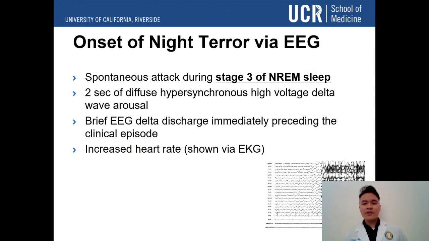In terms of night terrors, we can look at these using EEGs. Typically, it's a spontaneous attack during stage 3 of NREM sleep, and there's 2 seconds of what we call hypersynchronous high voltage delta wave arousal. This brief EEG delta discharge usually immediately precedes the clinical episode, and you can also see an EKG to track the heart rate. You can see it's an increased heart rate. Again, panicky.